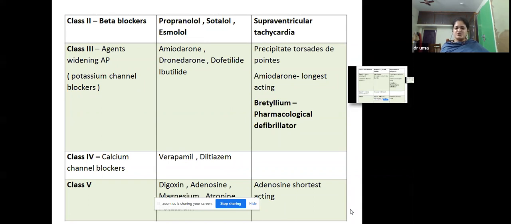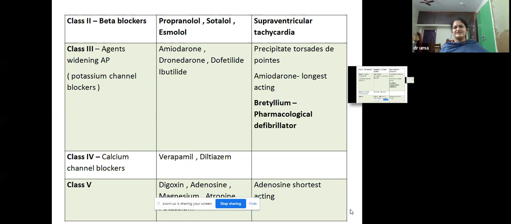Adenosine is the shortest acting drug. In antiarrhythmics, amiodarone is the longest acting, and adenosine is the shortest acting. Bretylium is a drug which produces pharmacological defibrillation. And class 4 is calcium channel blockers, verapamil and diltiazem. And class 5, the main things are adenosine, an important drug, and digoxin.